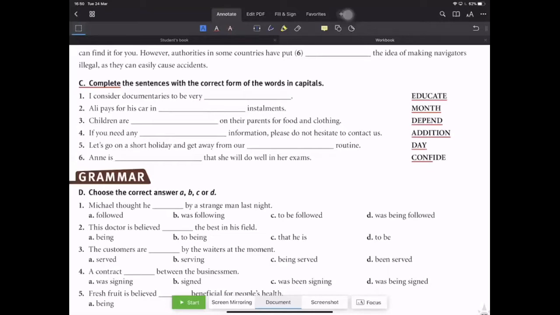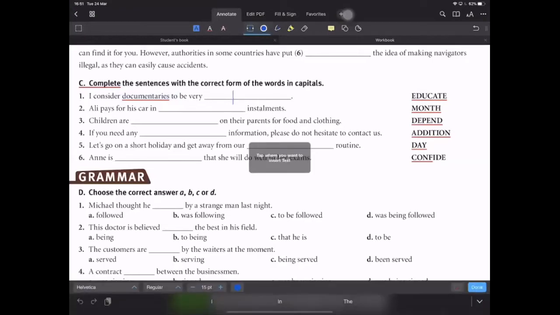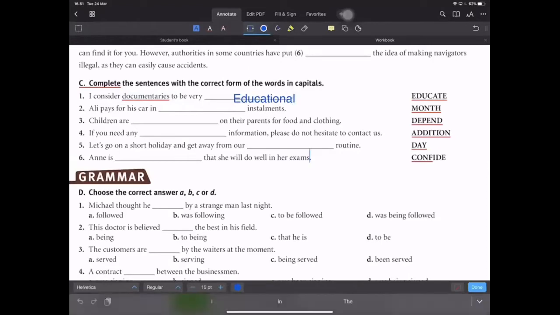Okay, number one, I consider documentaries to be very, documentaries means what? To be very what? الكلمة اللي عندنا educate. فعل. طبعا انت راح تحط صفة للdocumentaries. This one is going to be an adjective for documentaries. حتصف الdocumentaries. They are what you would say? Educational, okay.